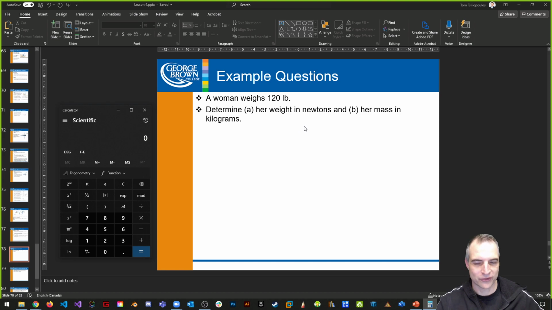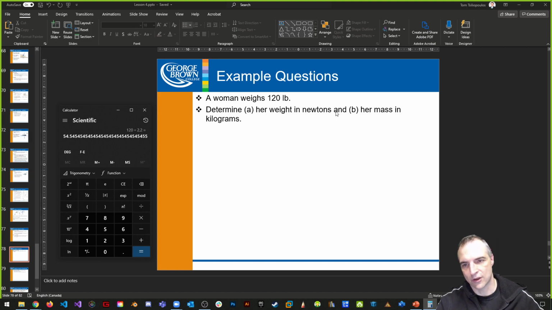But let's use force is equal to ma for this one. If we know that this is 120 pounds, we can also convert this into kilograms. That's one way of doing it. What is her weight in newtons, and her mass in kilograms? For her mass in kilograms, we divide this by 2.2. We know that her pounds divided by 2.2 is roughly something like 54. We're close with what we said, 2.2 something. So that's approximately her mass in kilograms.